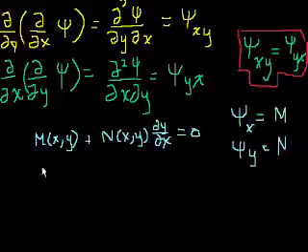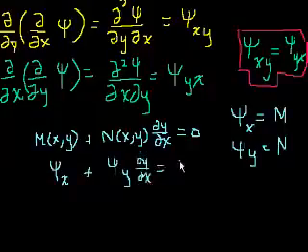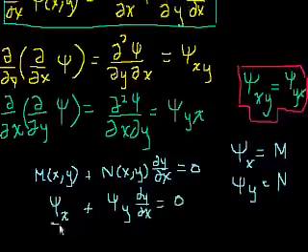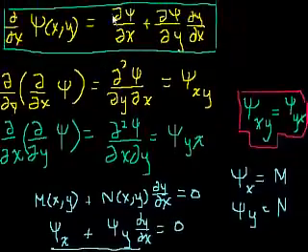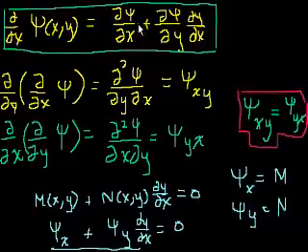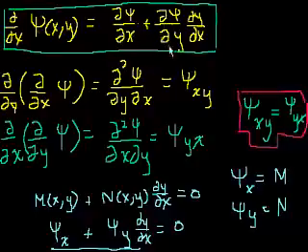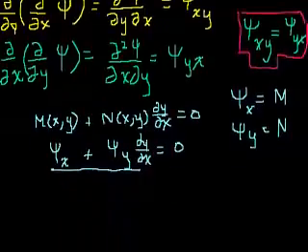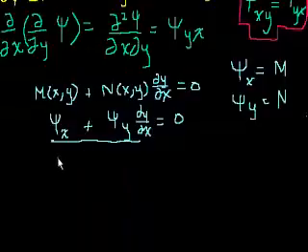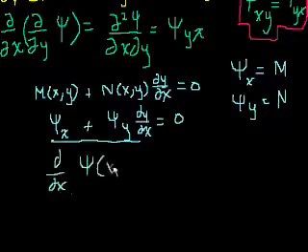If this were true, then we could rewrite this as the partial of xi with respect to x plus the partial of xi with respect to y times dy/dx equal to 0. And the left side right there is the same thing as this. This is just the derivative of xi with respect to x using the partial derivative chain rule. So you could rewrite it as just the derivative of xi with respect to x, and xi of x, y is equal to 0.